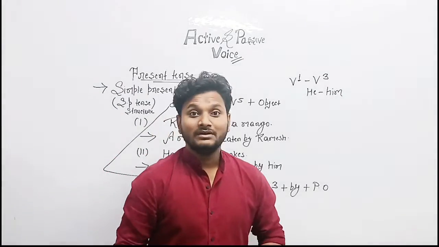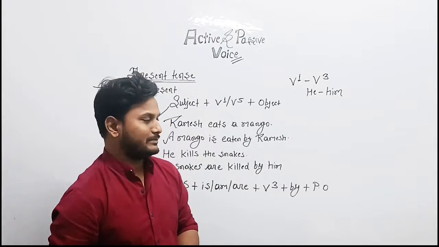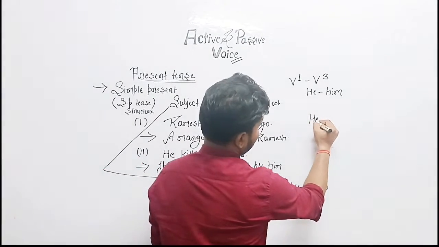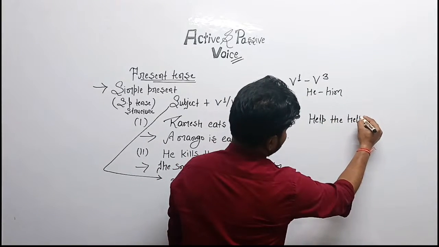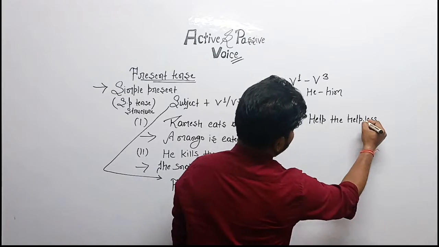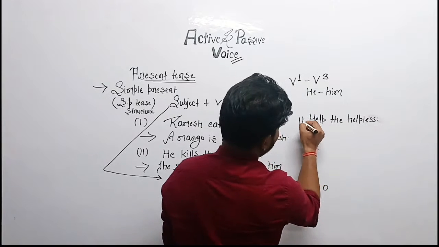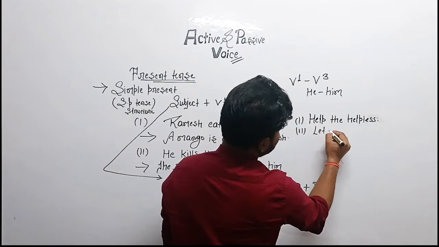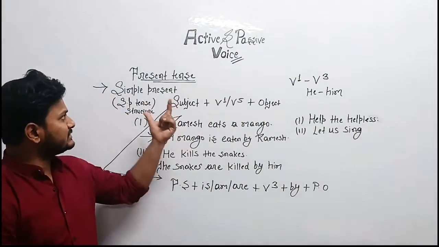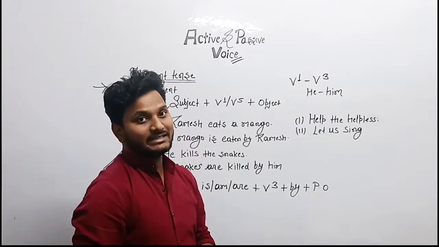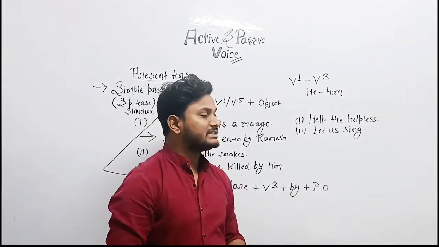Students, do you know, in some cases you can find a question in a different way. Let me give you one example. Help the helpless. Maybe you can find one question like this: Let us sing. This is a completely different type of question you will find in your exam question paper. Help the helpless, let us sing. So how can we convert these sentences into passive voice?